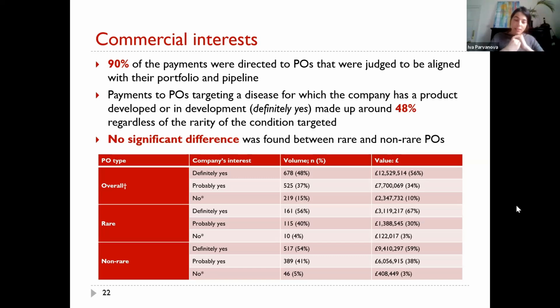And then we did the same for value, and we established that there was a definite interest for 67% of the payments to rare-focused organizations and 59% of payments to non-rare focused organizations. And I know there's a lot of numbers, but the takeaway here is that the definite alignment of interest was higher for rare focused organizations than non-rare ones. And we also found this difference to be statistically significant. And you can go to the next slide.